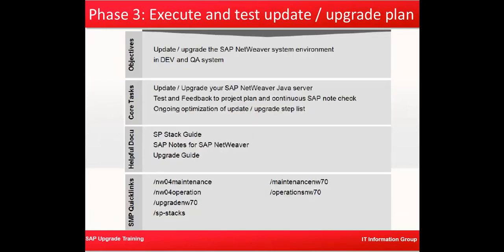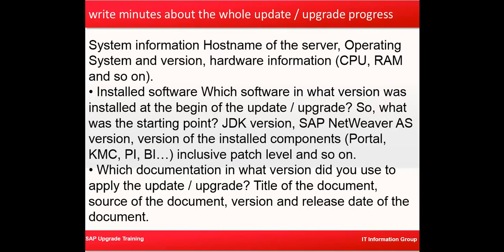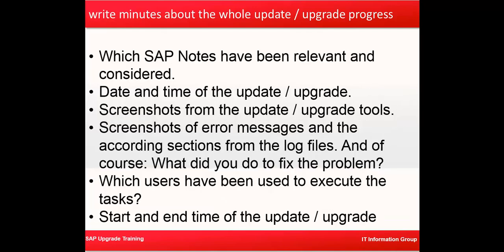Okay, next thing is the execution and test plan for the upgrade. So basically write minutes about the upgrade process, that is system information, host name, OS, hardware, etc. Installed software, which software is in which version, and what is the starting point, what JDK version you have, what is the version of the installed components, including the patch level, which documentation in what version do you need to use to apply, title of the document, release, etc.